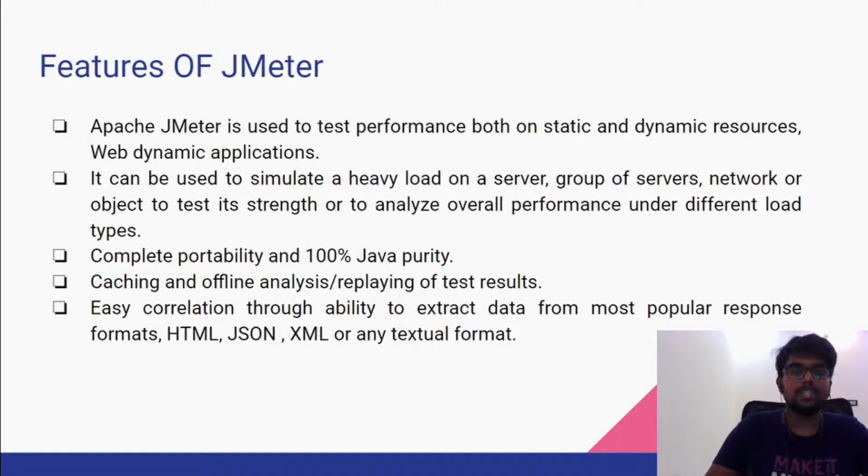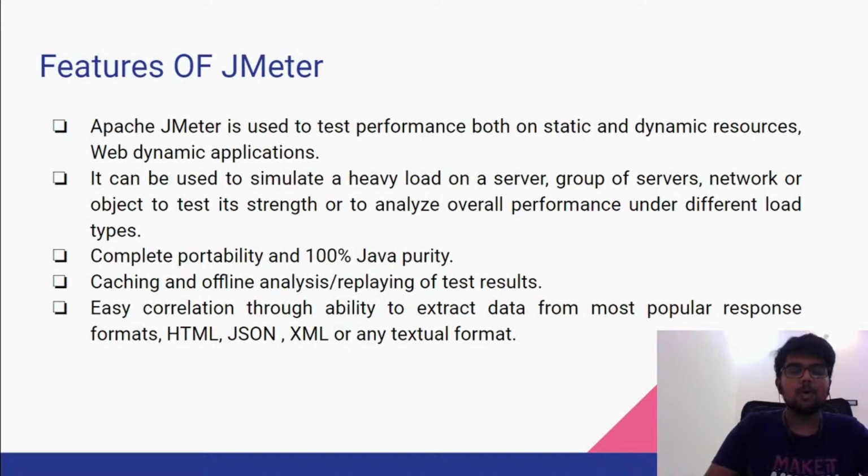So, features of JMeter. Apache's JMeter is used to test performance on both static and dynamic resources and also on web dynamic applications. It can be used to simulate a heavy load on a server or group of servers or network or object to test its strength and to analyze the overall performance under different load types.